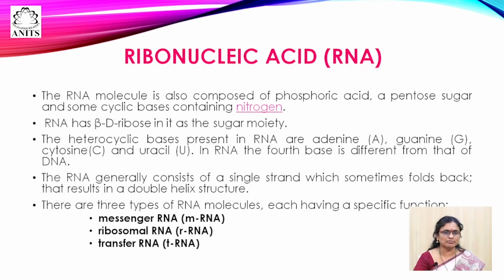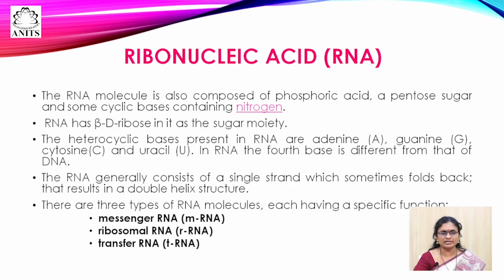Coming to RNA, ribonucleic acid. The RNA molecule is also composed of phosphoric acid, a pentose sugar, and some cyclic bases containing nitrogen. RNA has beta D ribose sugar in it. The heterocyclic bases present in RNA are adenine, abbreviated as A, guanine G, cytosine C, and uracil U. In RNA, the fourth base is different from that of DNA.